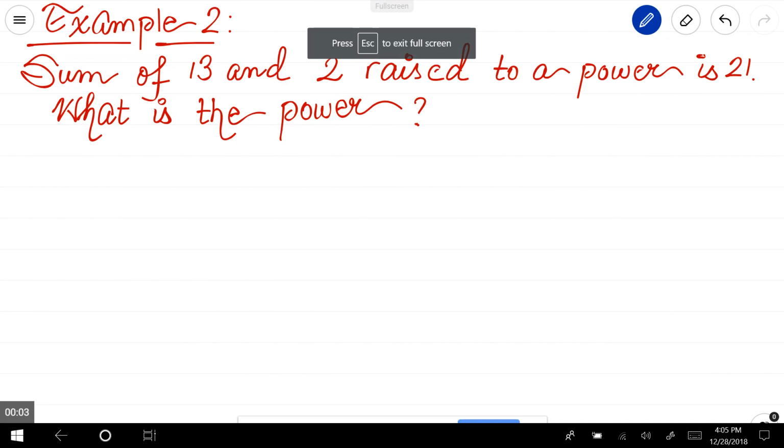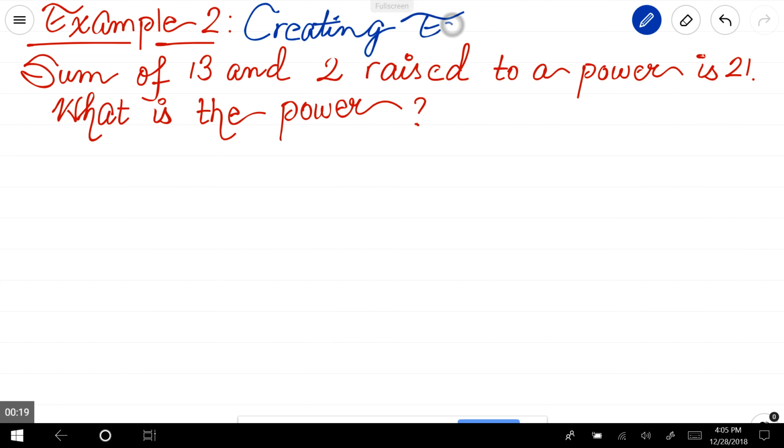Hello students, in this video we are going to take a look at example 2 of creating equations. So that is going to be our concept, creating equations. And the question has been picked from your Triumph Learning Book for Performance Coach.